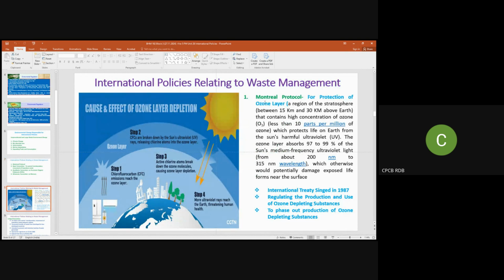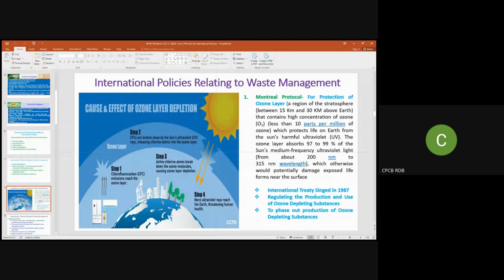One is the Montreal Protocol. The Montreal Protocol is for protection of the ozone layer. Does anybody have an idea about the ozone layer? Sir, the ozone layer generally protects from ultraviolet rays. Yeah, very good. Fantastic. That is correct, my dear friend.